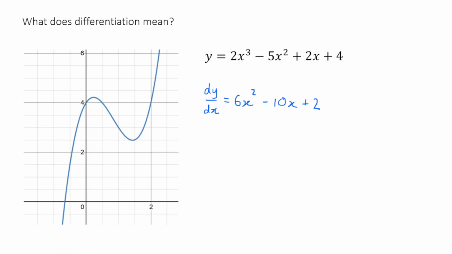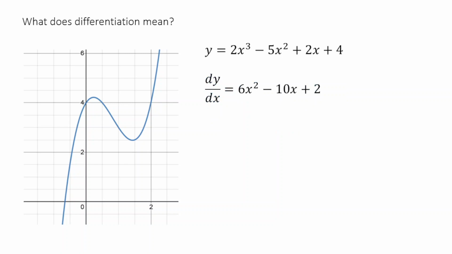So in the end, what do I get? My differentiation, my dy dx for this function is 6x squared minus 10x plus 2. So now we're going to ask the question, what is the gradient of this function for particular values of x?